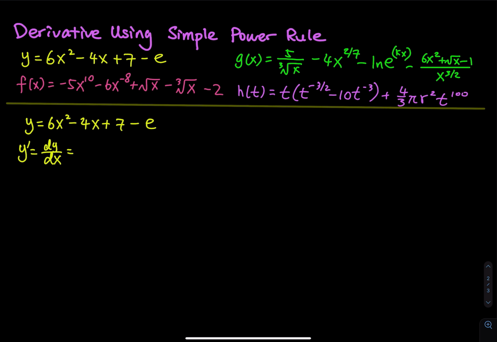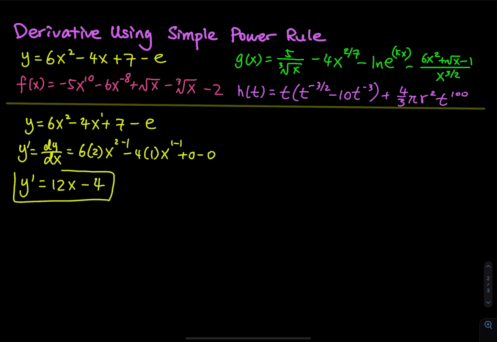Using the simple power rule, the first one, 6x squared, you bring the 2 down, right? So 6, bring the 2 down, and then x to the 2 minus 1. And then the 4x, the x is raised to the first power. So 4, bring the 1 down, and then x to the 1 minus 1. The derivative of 7 is 0. The derivative of e is equal to 0. 7 and e are both constants. And then y prime is equal to 12x minus 4. So 12x minus 4 is the answer to the first function.